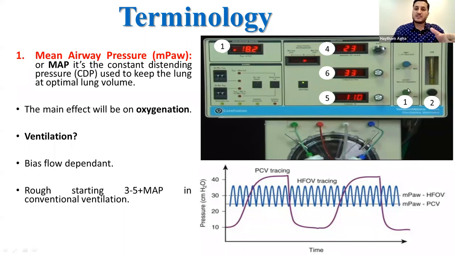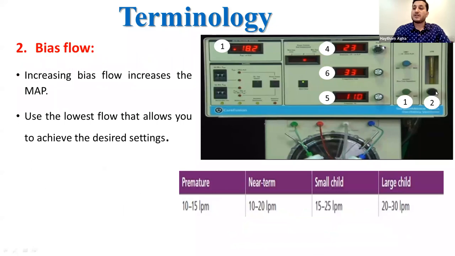Roughly, if we are using this during rescue therapy, after failure of conventional ventilation, we use 3 to 5 plus the mean airway pressure in conventional mechanical ventilation. Increasing this parameter will improve the oxygenation and saturation of the patient. This parameter depends on the bias flow here. This bias flow, in our practice, we use from 10 to 20. It's almost fixed, but you should give a bias flow that's sufficient to give the desired mean airway pressure.